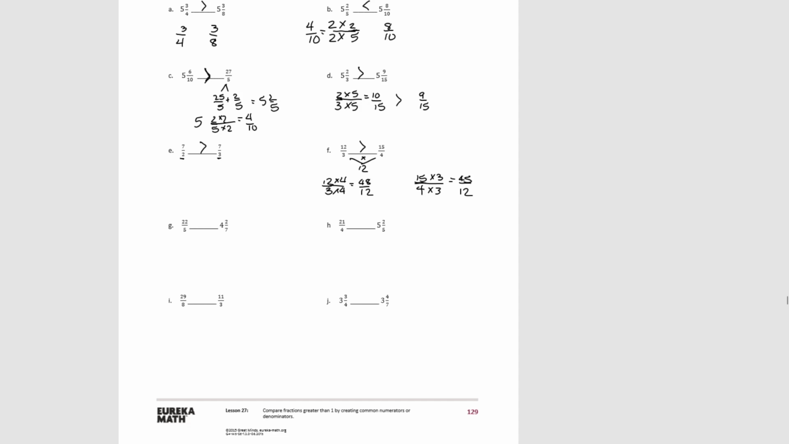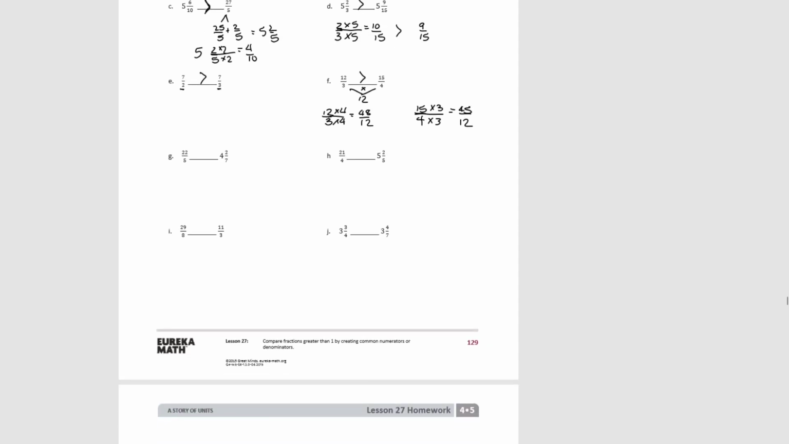Try G. So for G, I'm going to first turn the fraction into a mixed number. 20/5 plus 2/5 is equal to 4 2/5. And now my whole numbers are the same. So comparing 2/5 to 2/7, fifths are greater than sevenths, so 22/5 would have to be greater than 4 2/7.